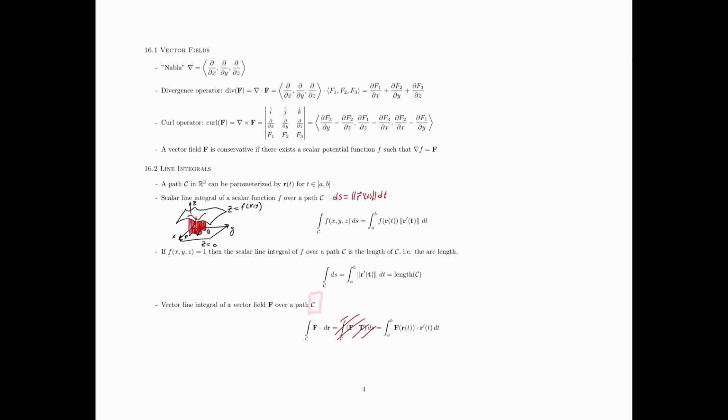So you have your path, you have it parameterized for t between a and b. So your a and b go here. You replace each x, y, and or z in your vector field with whatever r tells you x, y, and z is equal to. And then you dot with the derivative.